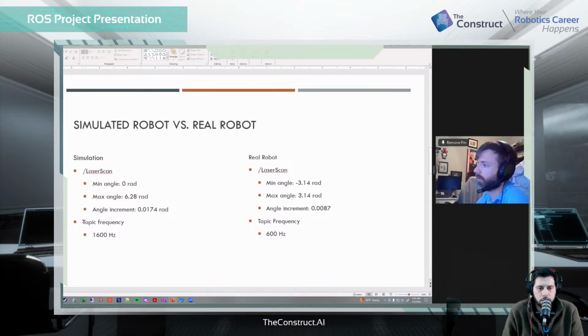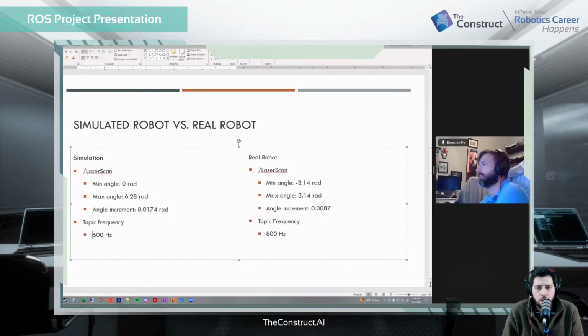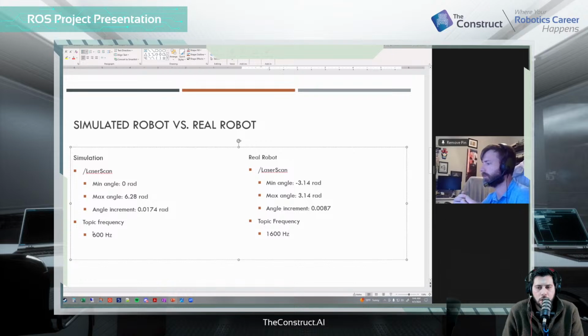The next thing I learned, which also took a lot of time and a lot of help from the forums, was the frequency at which the topics publish information. In the simulation, I would get messages published to the command velocity, cmd_vel, and messages published from the laser scan at a frequency of 600 hertz, and the simulated robot could handle that flow or bandwidth of information, so I didn't have any problems. But when I moved to the real robot, the frequency it published was 1600 hertz, I'm sorry.